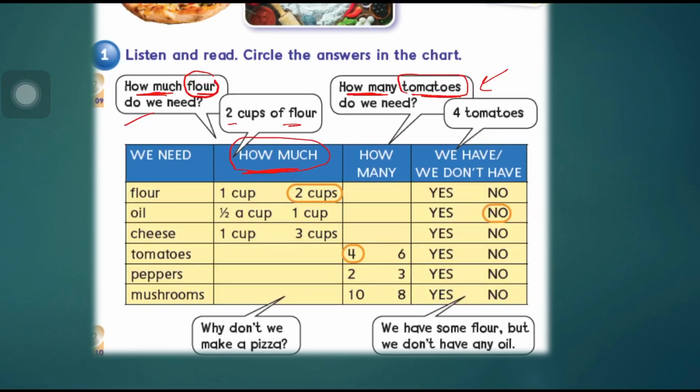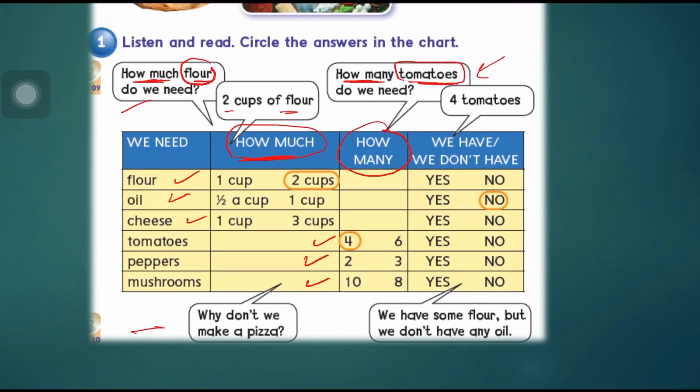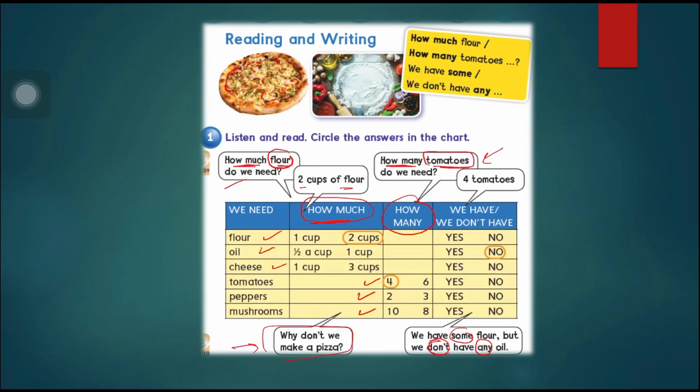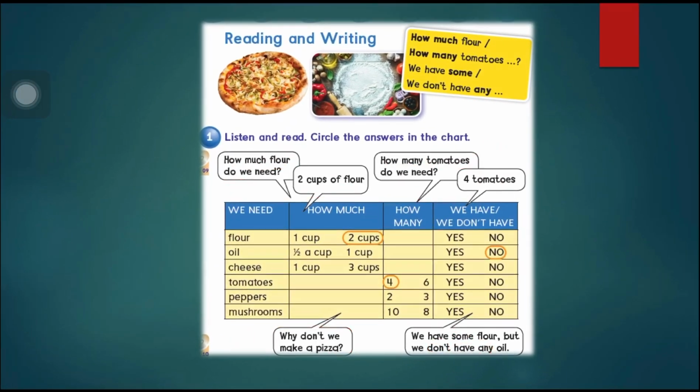How much احنا قلنا بتيجي مع الاسماء الغير معدودة زي flour زي oil زي cheese. How many بتيجي مع الاسماء المعدودة زي tomatoes, peppers and mushrooms. Okay, here guys, why don't we make a pizza، لما لا نعمل بيتزا. We have some flour. Some بعض، شايفين هنا الجملة مثبتة، فأنا قلت we have some flour but we don't have any oil. Okay.